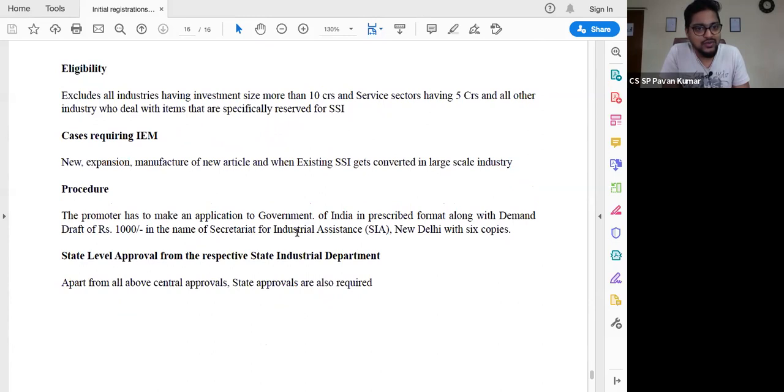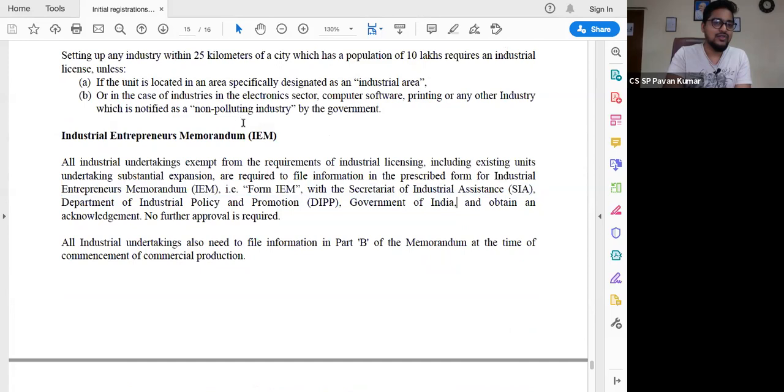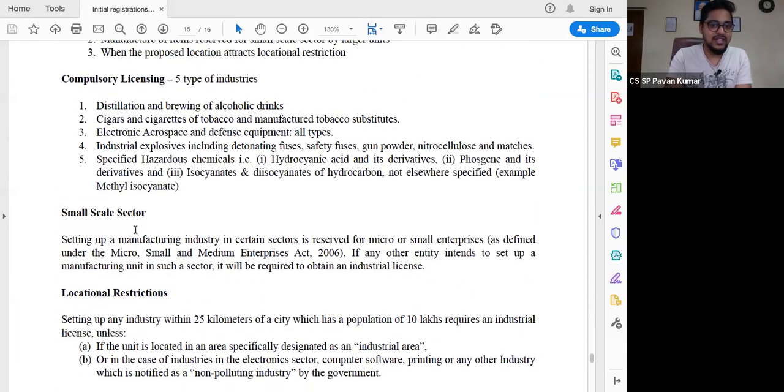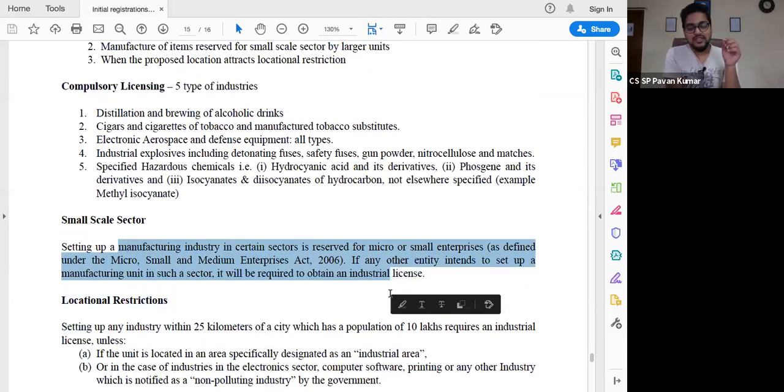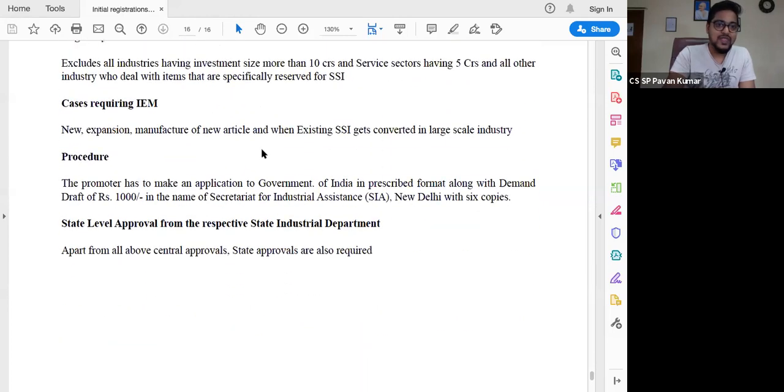and all industry who deal with items that are specifically reserved for SSI. So this is basically an exemption which is given to the small scale industry. Here what did we say? Specifically, if an item is reserved for a small scale industry, I am not supposed to do that activity. If I am doing it, I have to get a trade license. However, if my investment size is less than 10 crores, or if I'm a service sector and my investment size is less than 5 crores, in that case also I need not file an IEM.